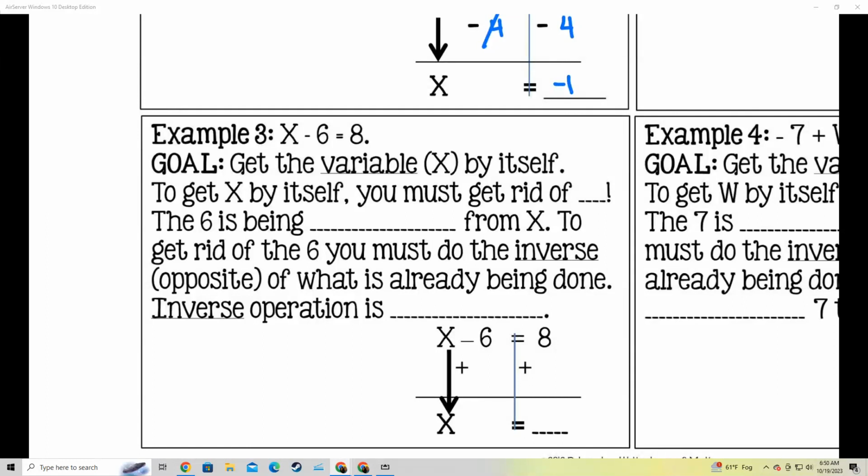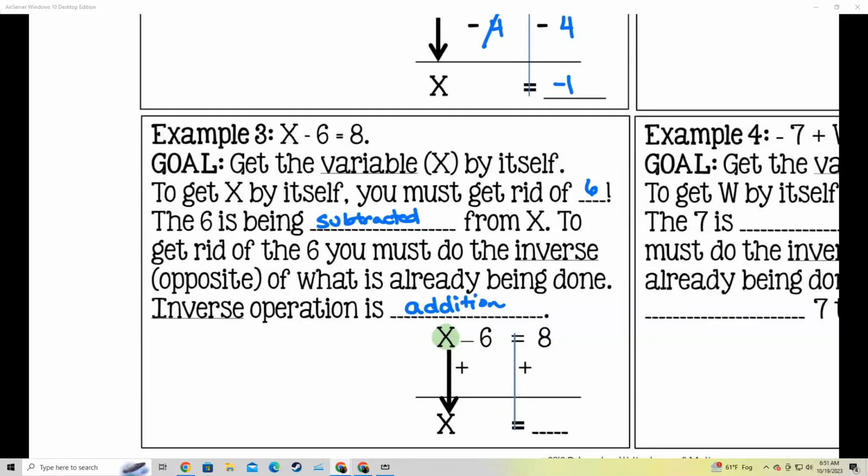Example number 3 says x minus 6 is equal to 8. I want to get the variable x by itself. Let me highlight the x that I'm trying to get by itself. To get the x by itself, you must get rid of the 6. The 6, in this case, is being subtracted from x. To get rid of the 6, you must do the inverse or opposite of what is already being done. The inverse operation of subtraction is going to be addition.